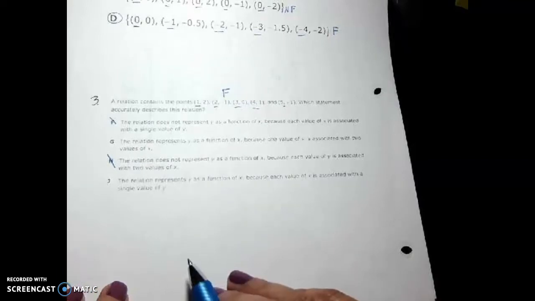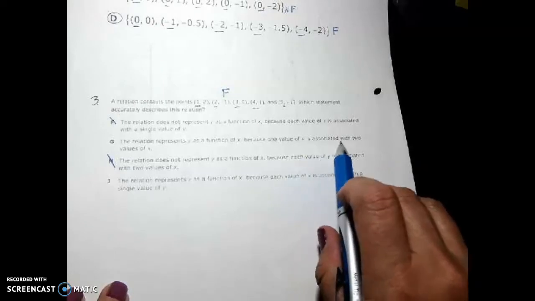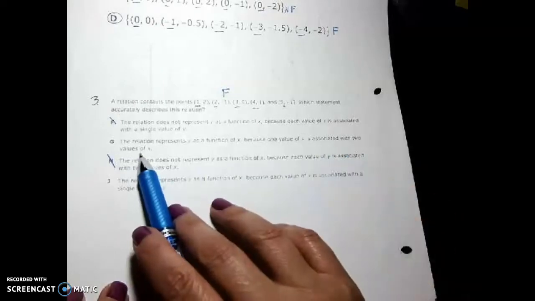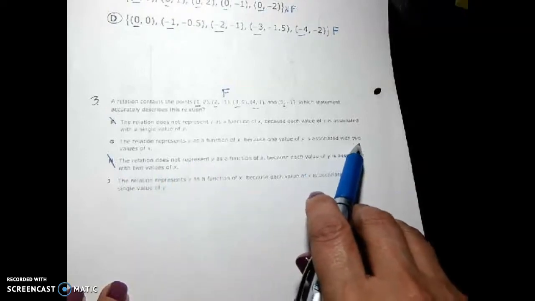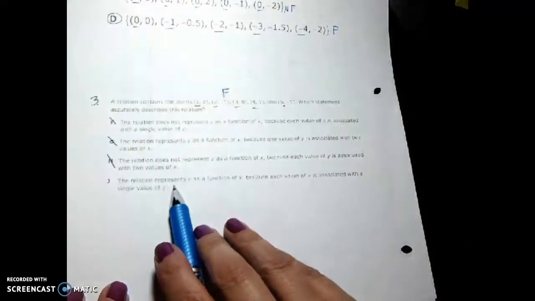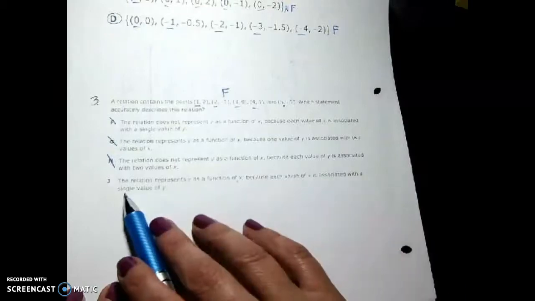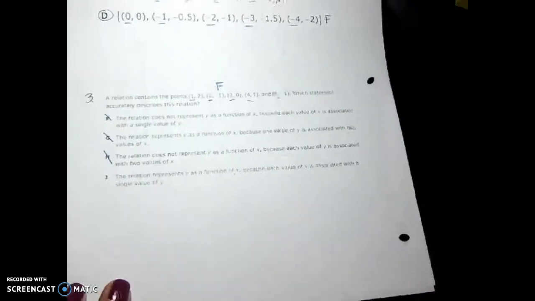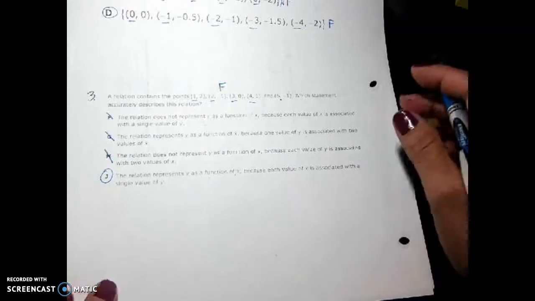The relationship represents y as a function of x because one value of y is associated with 2 values of x. No, this one is no because it cannot have 2 values of x. The relation represents y as a function of x because each value of x is associated with one single value of y. Okay, so the x cannot repeat. It cannot be shared. It cannot repeat.